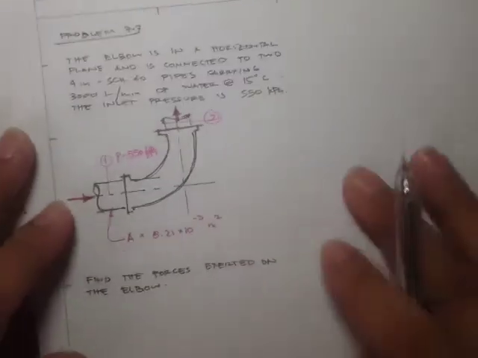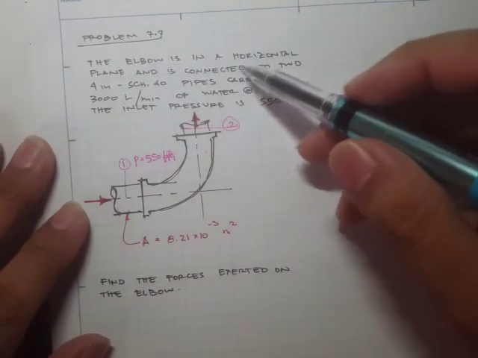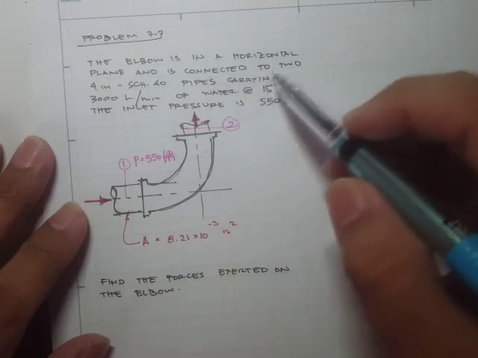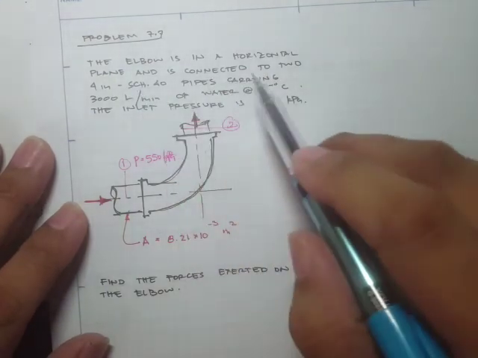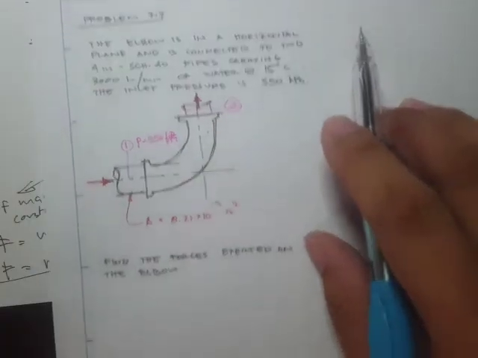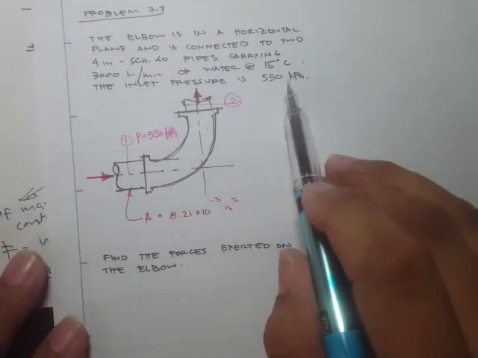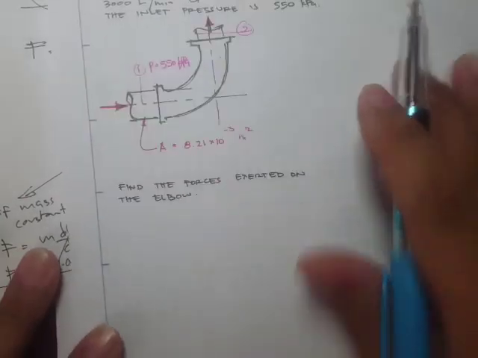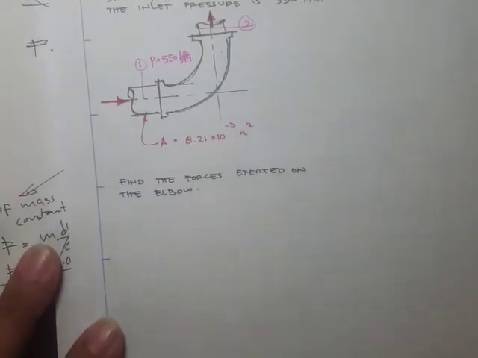Okay, so for the next problem, the elbow is in a horizontal plane and is connected to two 4 inch schedule 40 pipes carrying 3,000 liters per minute of water at 15 degrees C. The inlet pressure is 550 kPa. Find the forces exerted on the elbow.